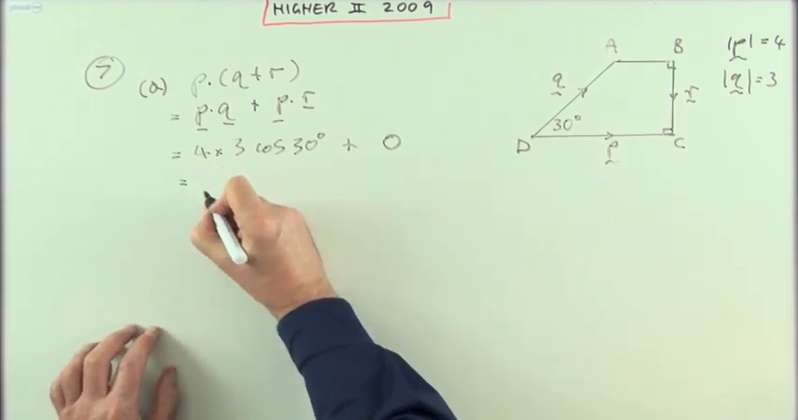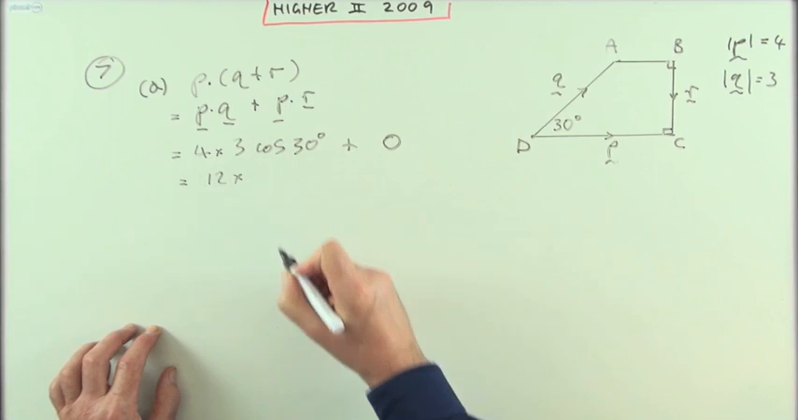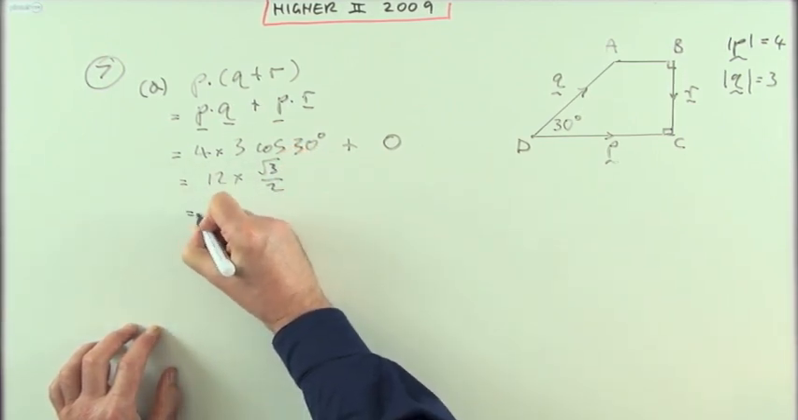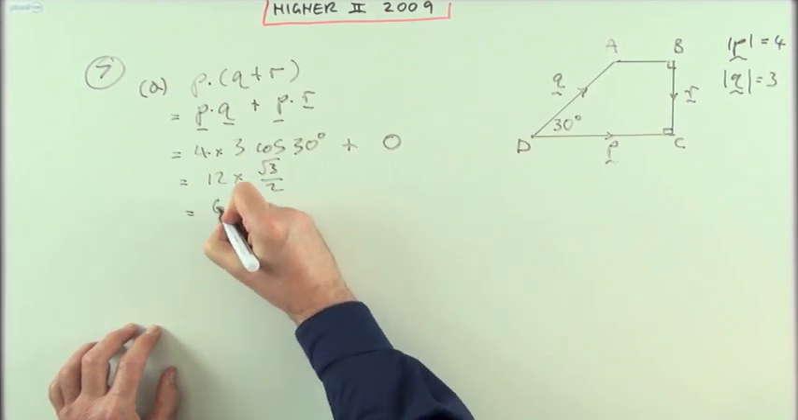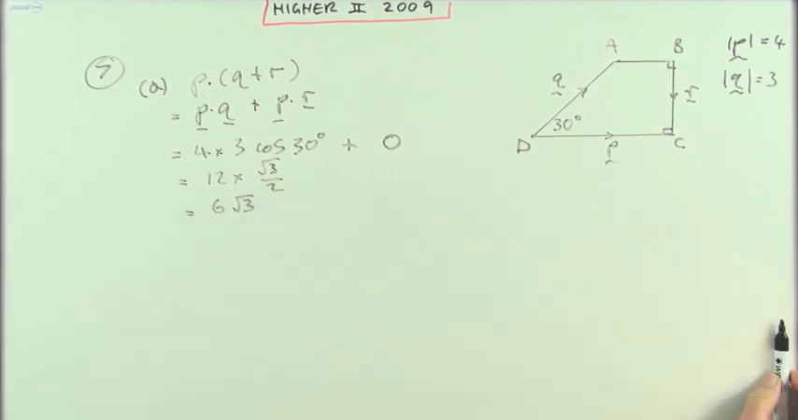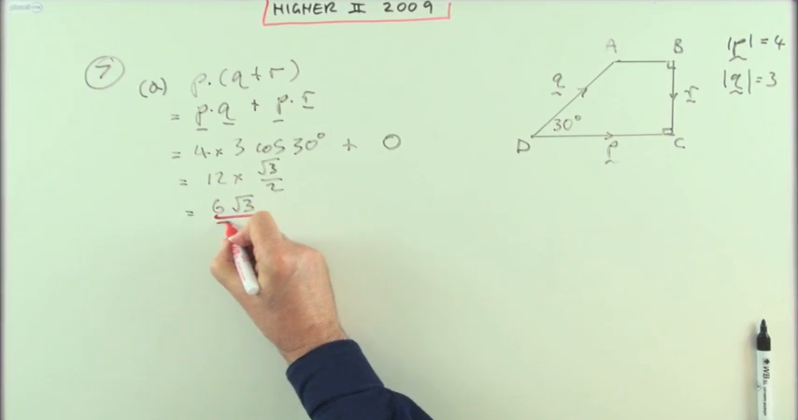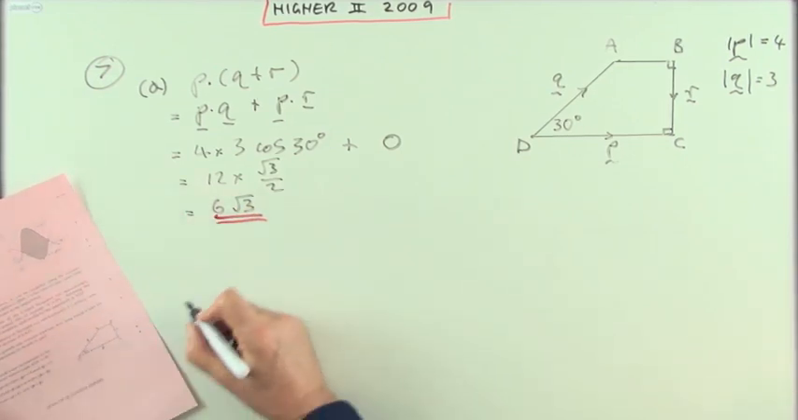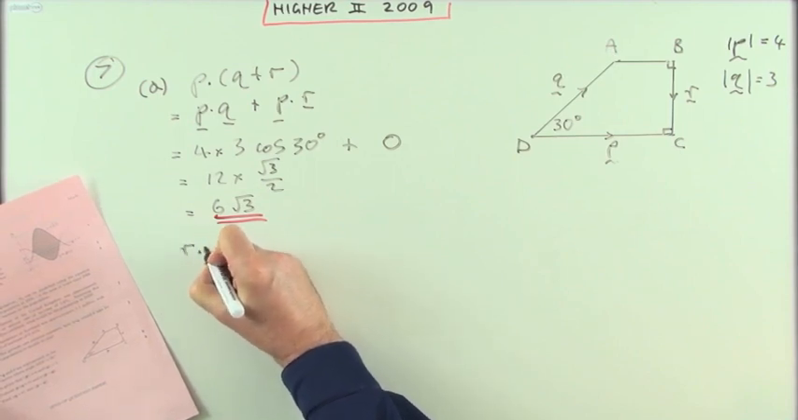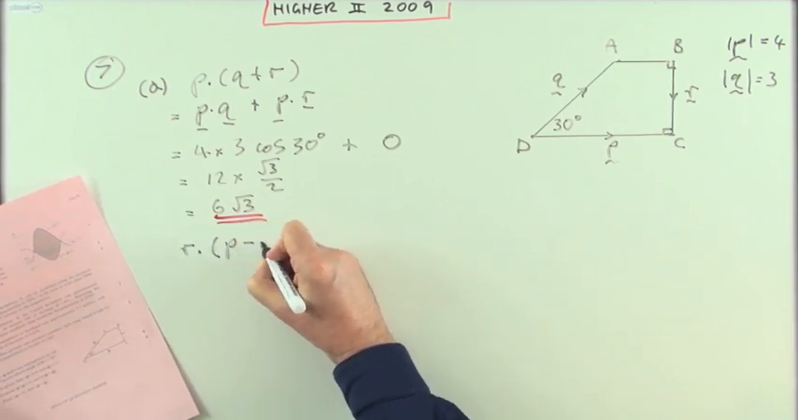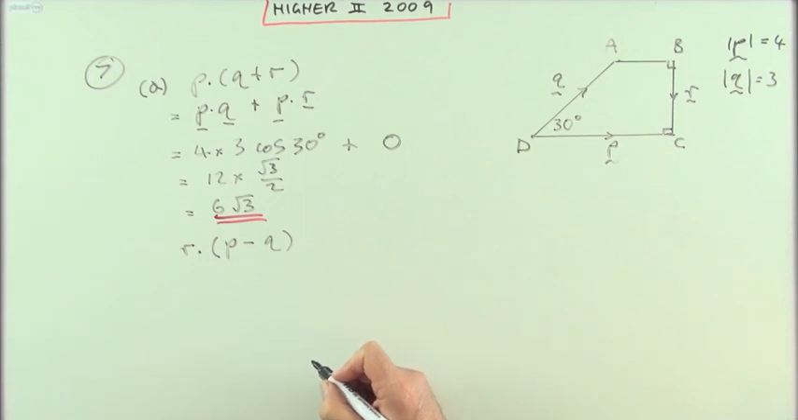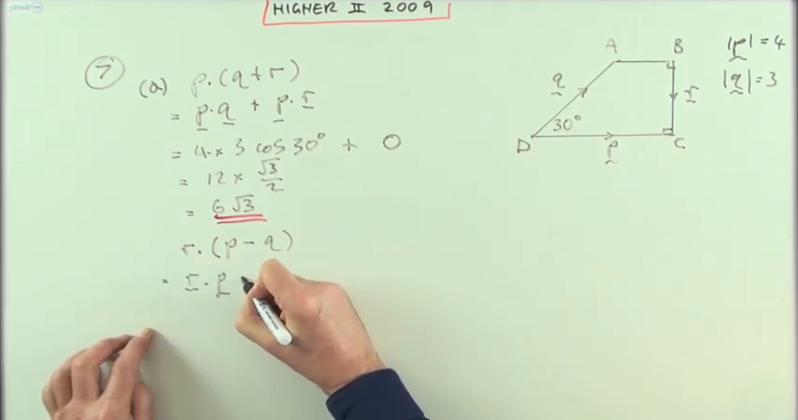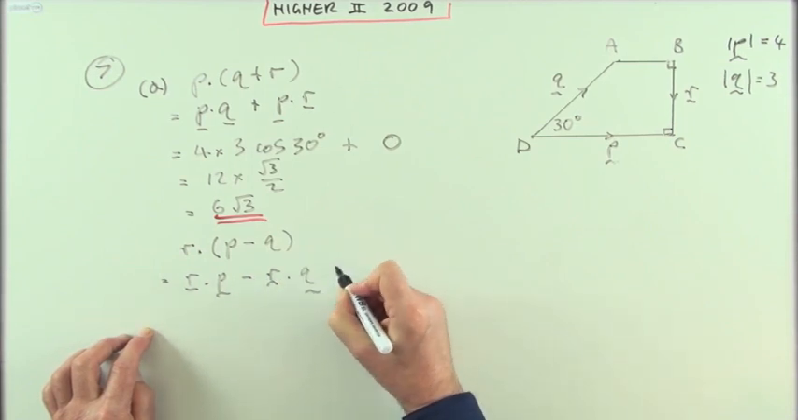Then for this part, what have I got? I've got 12 times cosine of 30, that's root 3 upon 2. 2 into 12 goes 6, so I've got 6 root 3. Next one was R dot (P minus Q). So expanding that out, R dot P minus R dot Q.